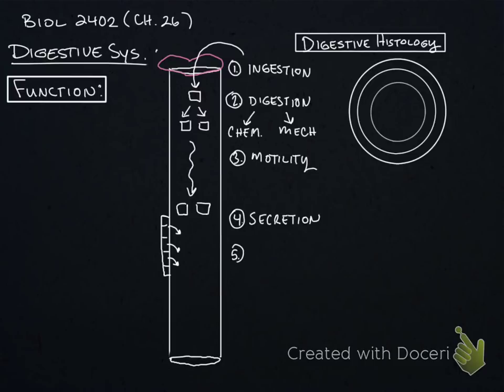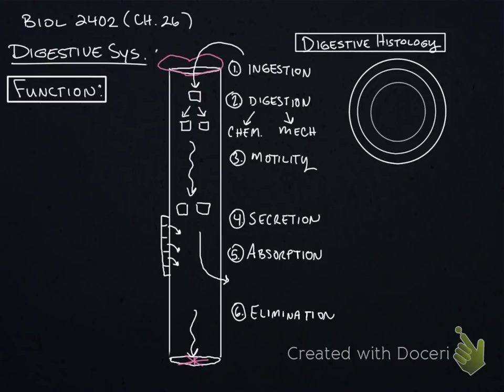So that brings us to the fifth one, absorption. And this is really the name of the game of the digestive system. That's to take the nutrients and absorb them into the blood. And then finally, the sixth main function of the digestive system is elimination. So that would be just getting rid of what is left in the digestive system through the anus. Okay, so we have 6 main functions of the digestive system, and we'll look at each one of these as we move throughout the chapter.